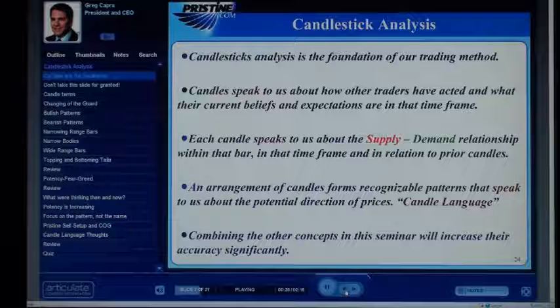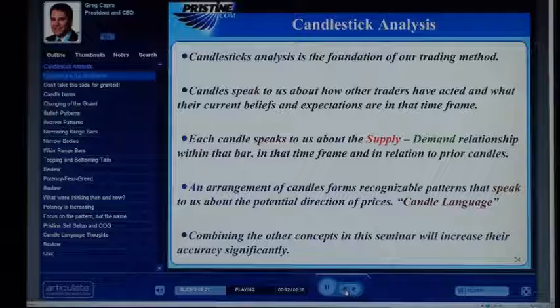By looking at candle patterns from the point of view of them telling you what the current beliefs and expectations are of other traders in the time frame being viewed, you'll begin to have deeper insights into market action, and that action will become less mysterious to you, because what you want to do is put yourself into that pattern that's being traded to understand what others are feeling and what are their expectations and beliefs.